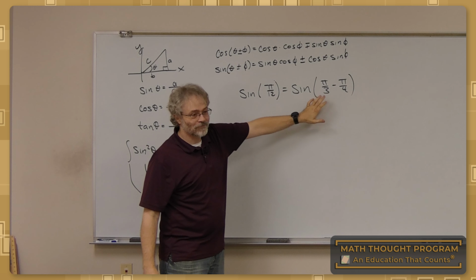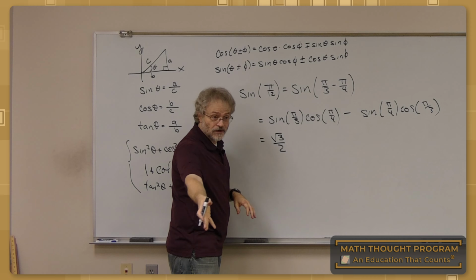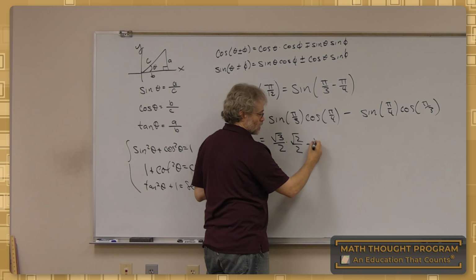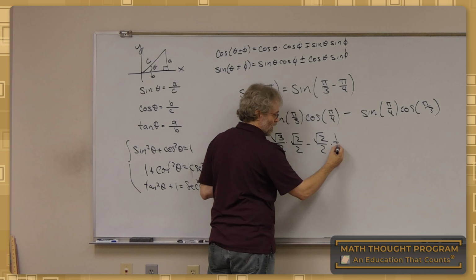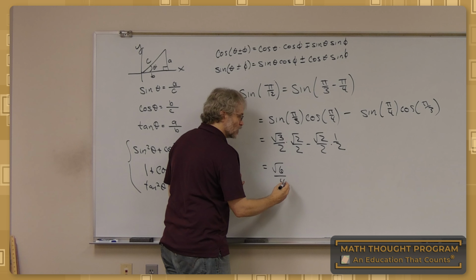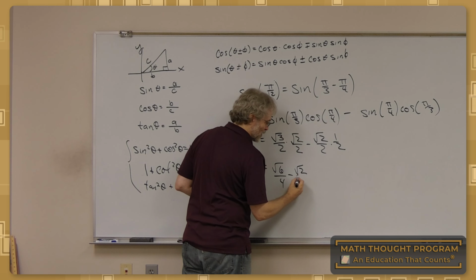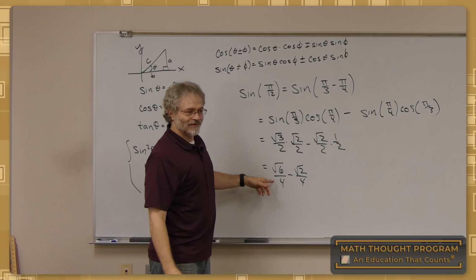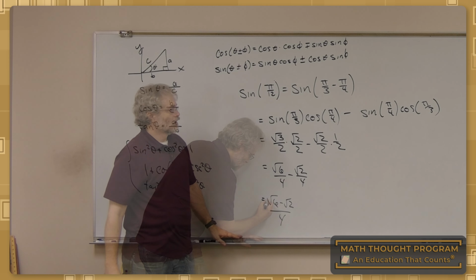Fantastic. Okay, so sine at pi over 3 is root 3 over 2. Cosine at pi over 4 is root 2 over 2. Another root 2 over 2. Cosine at pi over 3 is 1/2. And would you look at that again? There's something going on here. The denominators are identical. I wonder why it keeps popping up like this? There it is.